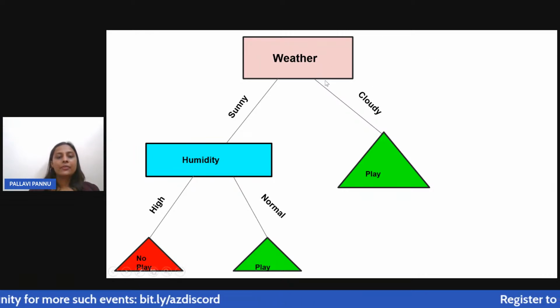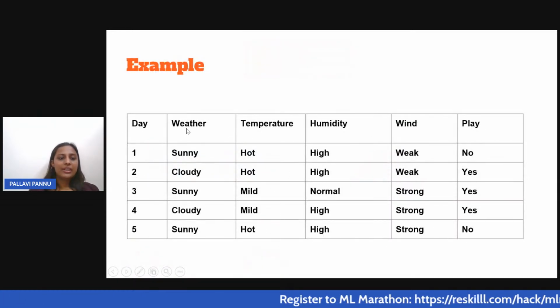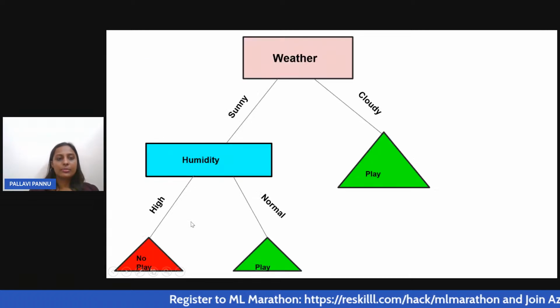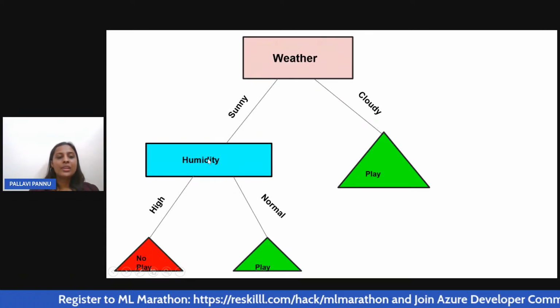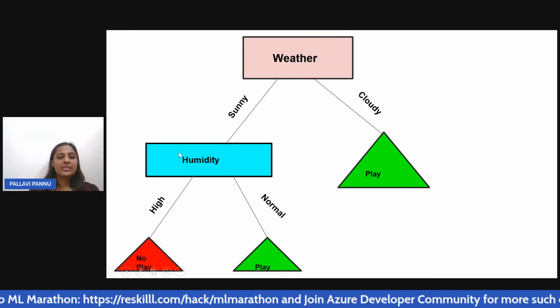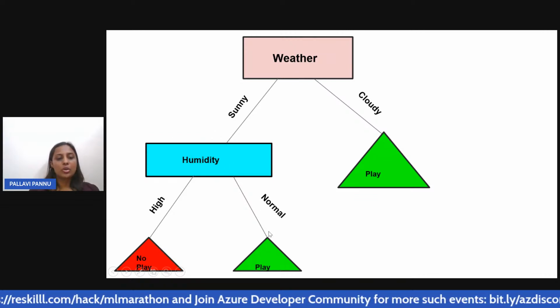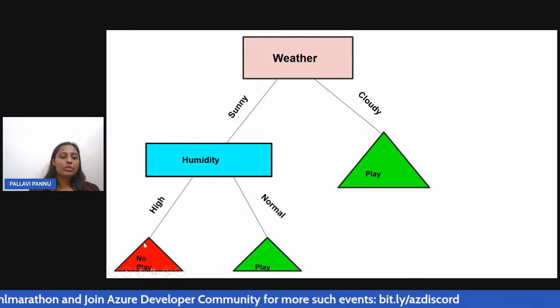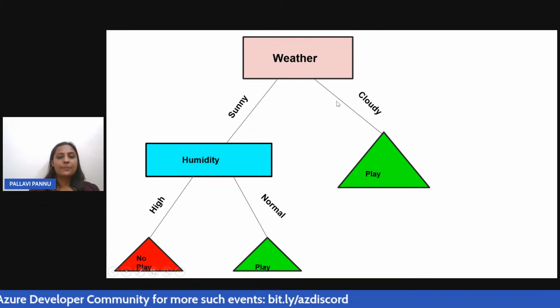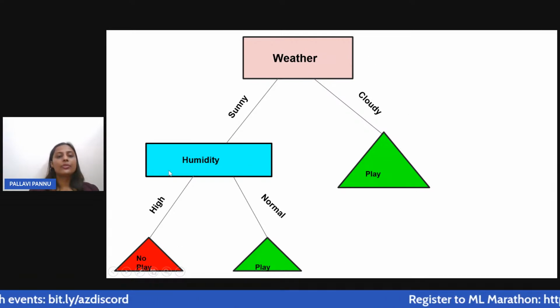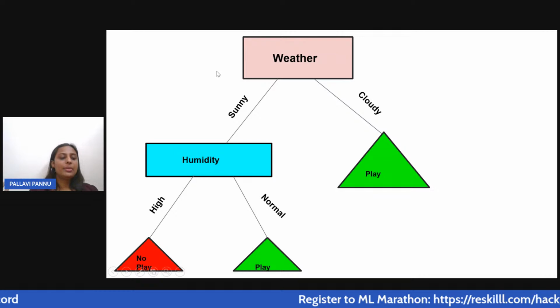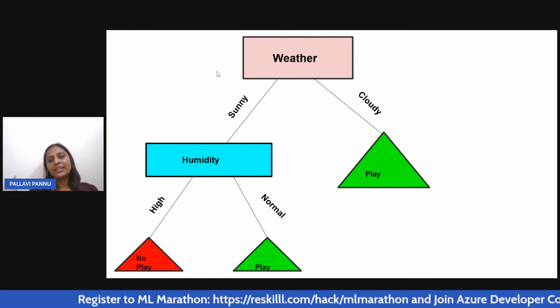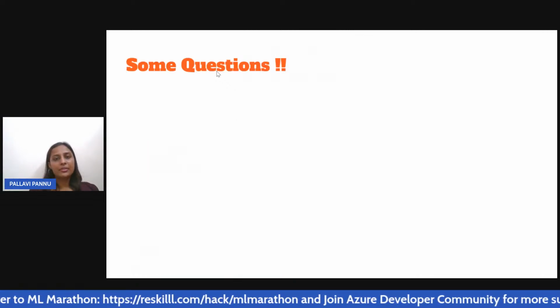For example, weather can be sunny or cloudy. Why? Because in weather I have two options, sunny or cloudy. After the weather is sunny, let's check the humidity. Humidity can be high or normal. If it's high, no, don't play. If it's normal, play. And if it's cloudy, play. So this is the decision tree that you can build out of the previous data set. If you are presented with such a problem, you can easily build a decision tree out of it.